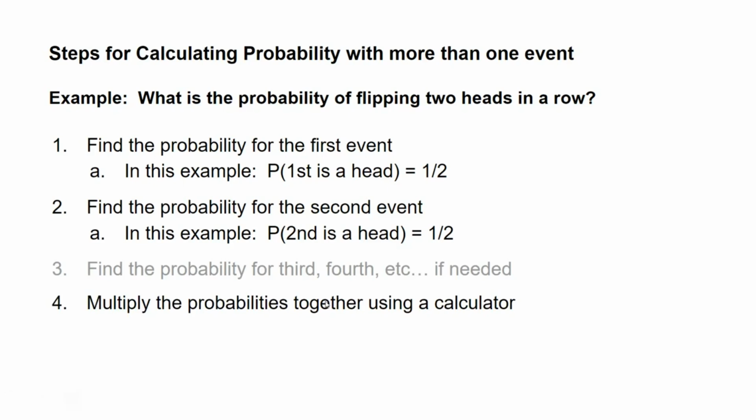Now we multiply those probabilities together using a calculator, if necessary. In this example, it's 1/2 times 1/2 to give us our answer of 1/4. You will want to try to reduce that probability if you can, but we can't in this case. So our answer would be 1/4. Hopefully that makes sense. We're multiplying these together because we have a probability for each event.